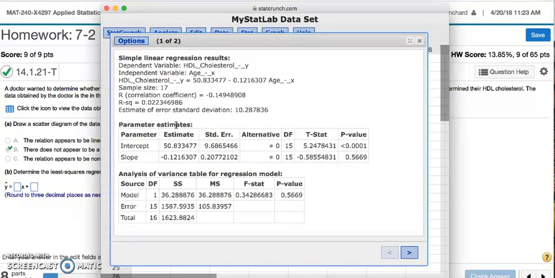So as you can see here, we need to round to 3 decimal places. So our equation, we have it in 2 places. We have it right here, but we can also get those coefficients from right here. So we have basically Y equals, and I always like to put the X coefficient first. That's just how I have always done it. So negative 0.122 X plus 50.833.